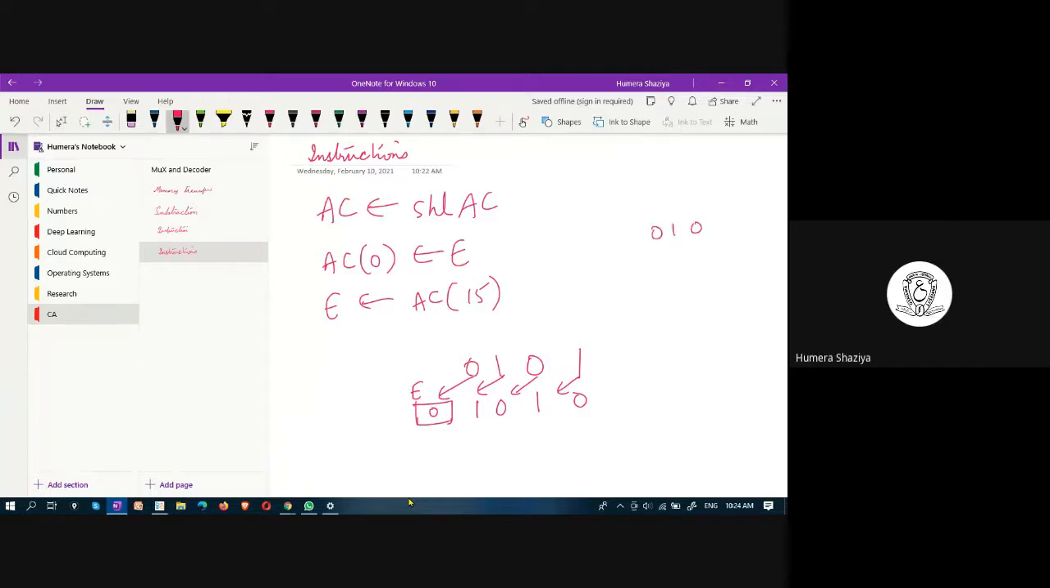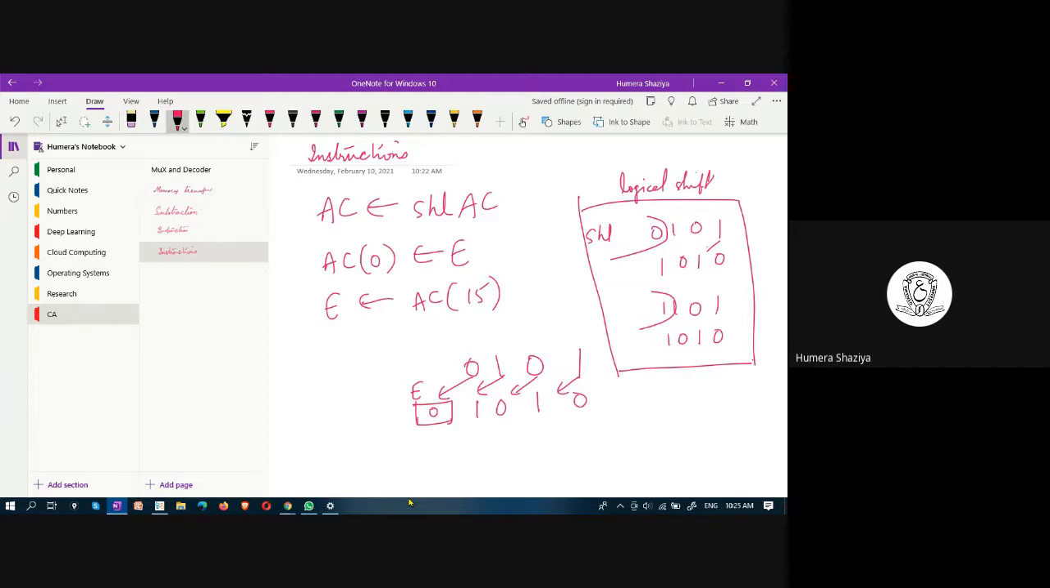0, 1, 0, 1. If it is a normal shift left, I'm talking about shift left, then here it will be 1, 0, 1. This 0 will be eliminated. Here you get 0. Although here both are the same, if you consider 1, 1, 0, 1, then it will be 1, 0, 1 and here you get 0. This one would be eliminated. This is a normal logical shift.